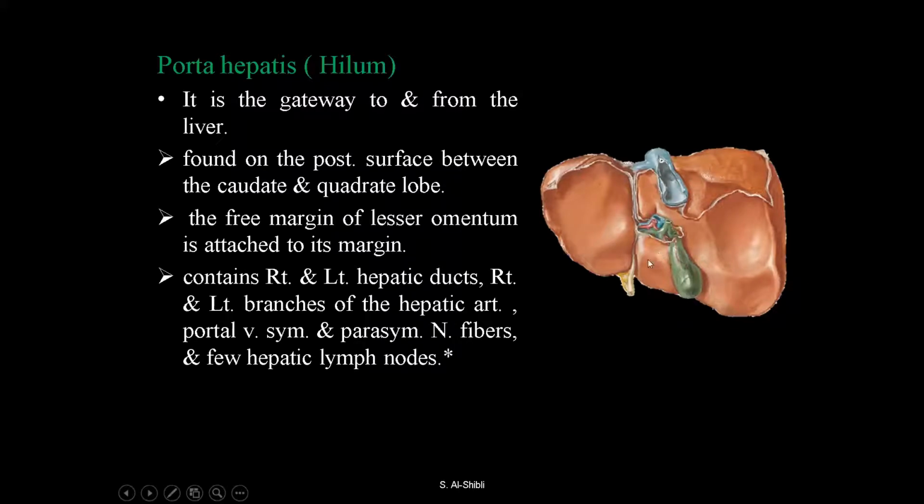Okay, here is a very important structure, the porta hepatis. As I mentioned, everything leaving the liver and entering the liver is there. So we will find the hepatic ducts, the right and the left hepatic ducts, the hepatic artery, the right and the left hepatic artery, the portal vein. Here is the portal vein entering the liver. I will talk later on about it. And the sympathetic and parasympathetic nerve fibers in the porta hepatis, and of course we will find a few hepatic lymph nodes. So these are the contents of the porta hepatis.